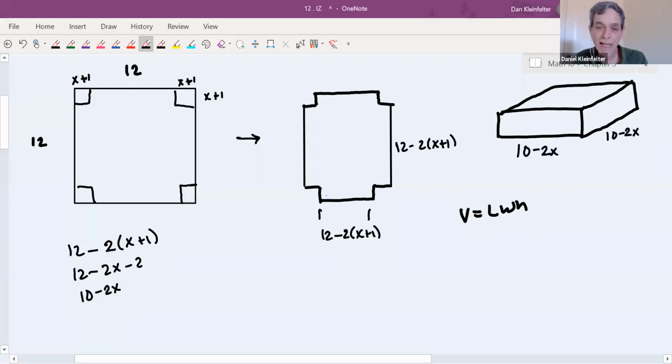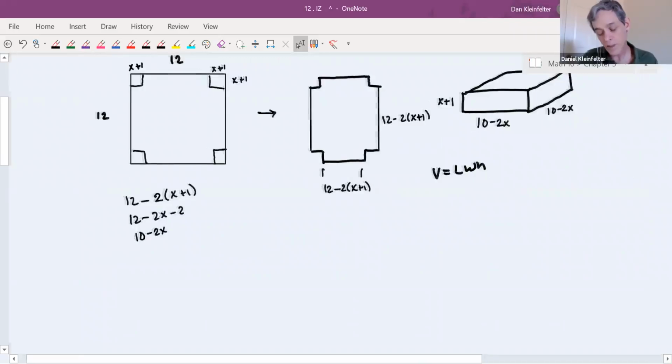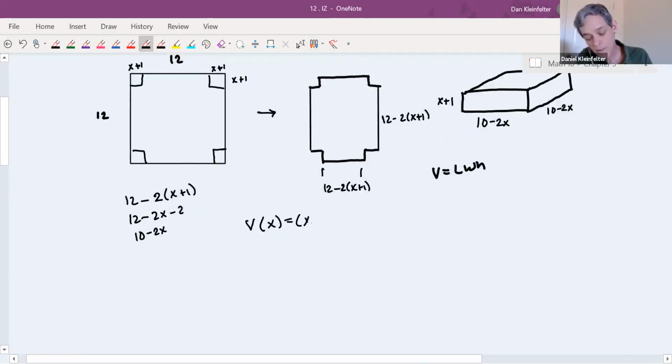Okay, and then the depth of the box is going to be the size of the cut that we made, which is going to be x plus 1. Okay, so then the volume of our box, now as a function of x, is going to be x plus 1 times 10 minus 2x squared. All right, so there's our formula for our volume.